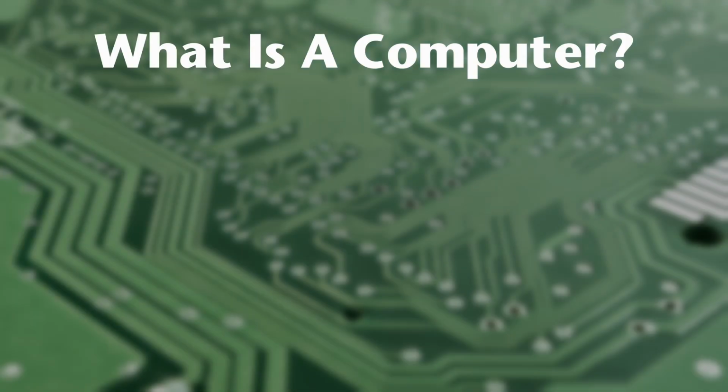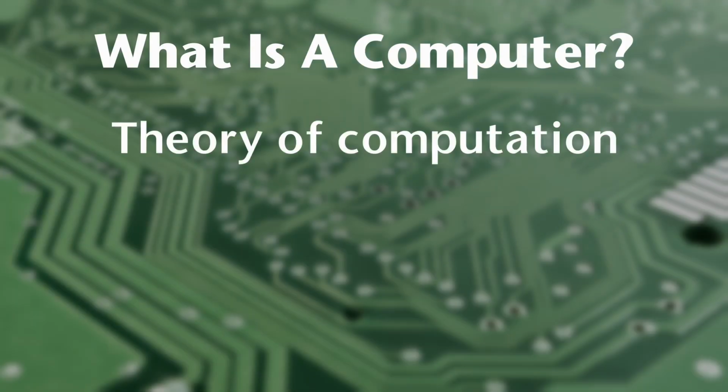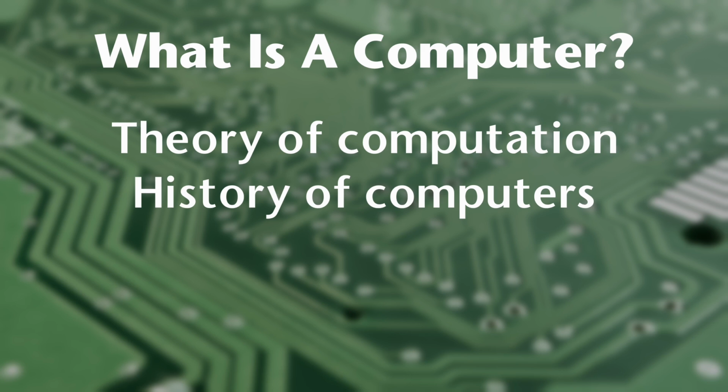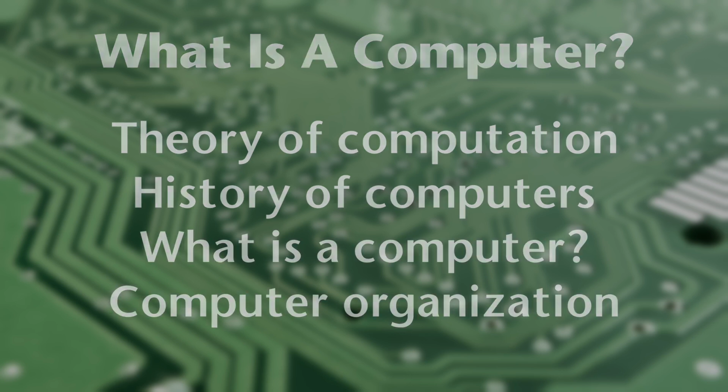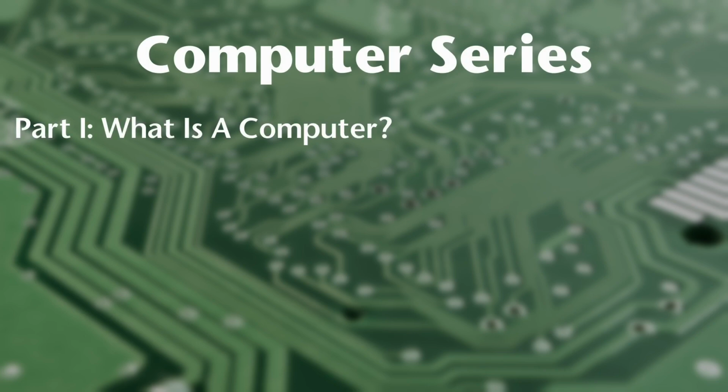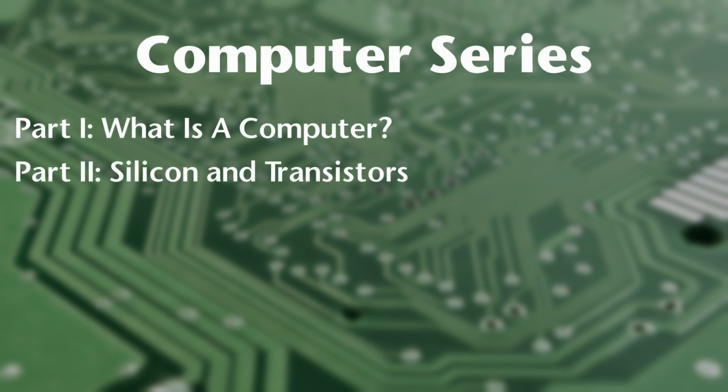So in this episode, I'll start by talking about the theory of computation and a little bit about the history of computers, what is a computer, and some of the key principles of computer organization. In the next episode, we'll look at how numbers are stored in a computer using binary coding, and we'll talk about the principles underlying semiconductors and how they're used to produce transistors.